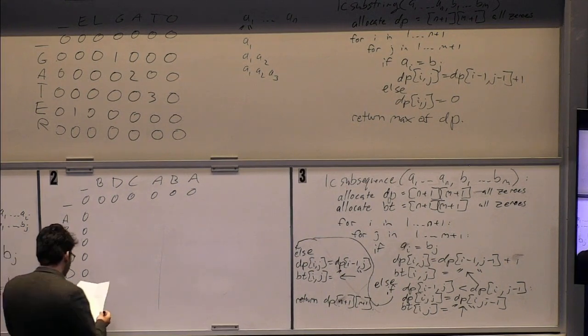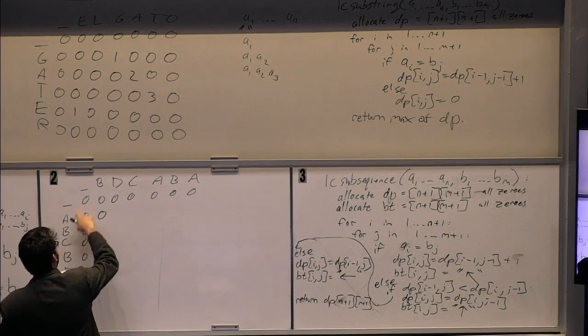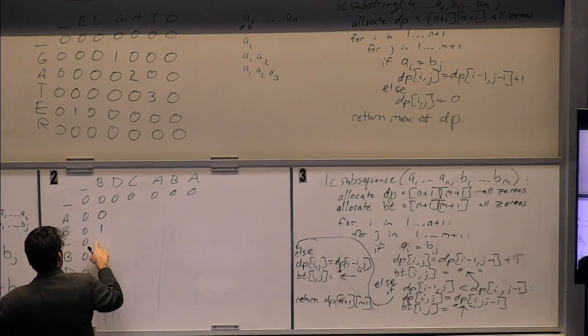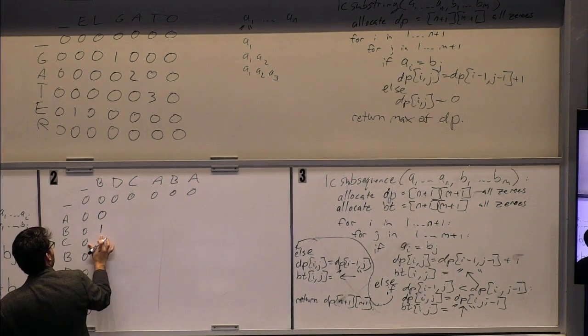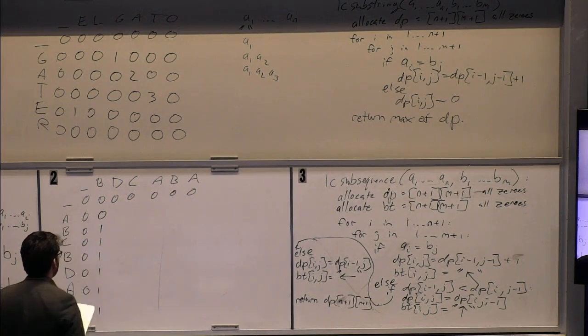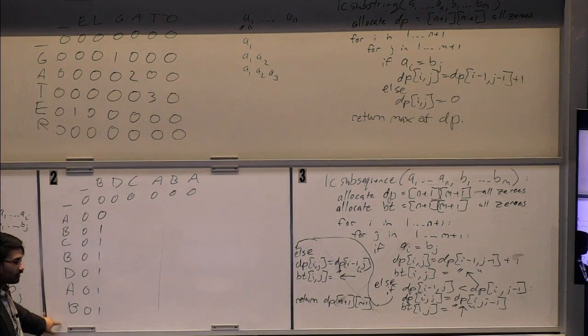So once the table's filled in, it's done. So 0. The longest common subsequence between B and AB will be 1, right? So the longest common subsequence between ABC and B will be the max of these two, which will be 1. So this is going to be 1 all the way down. Do we agree with that row? The longest common subsequence between B and this whole string will simply be B.